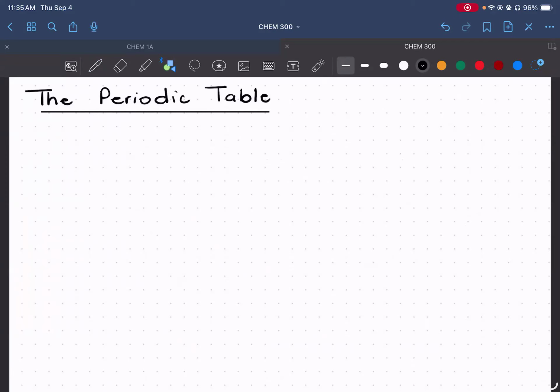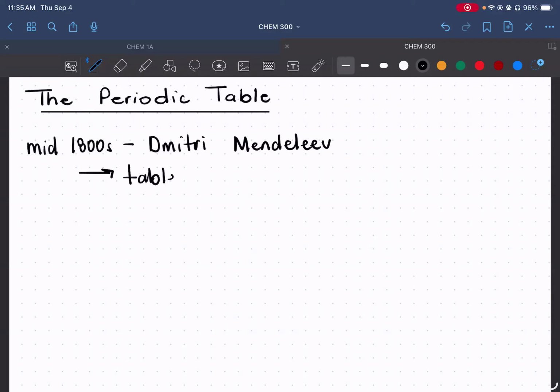However, in the mid-1800s, a man by the name of Dmitri Mendeleev proposed the very first version of the periodic table. He organized the elements in a table based on their mass and properties.